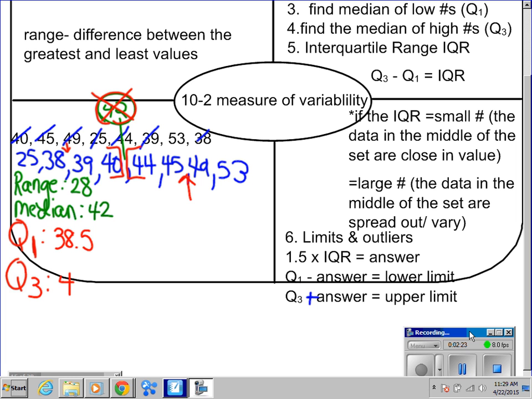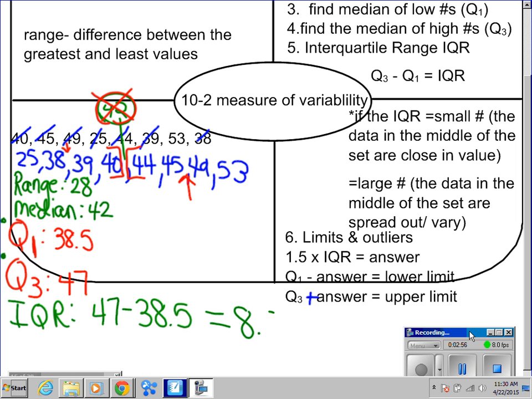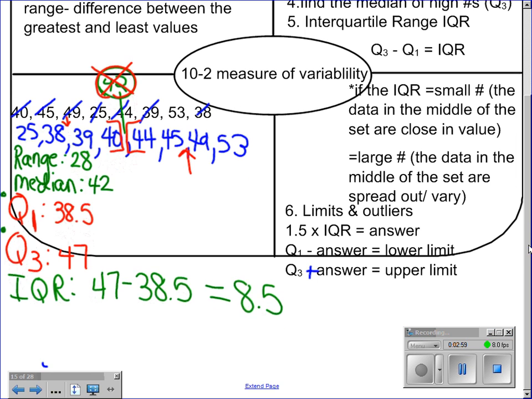Okay? All right. Next we need to do something called the IQR, and this is your interquartile range. So it's basically finding the range of the two quartiles. You're taking your Q3 minus your Q1. So we're taking 47 minus 38.5. And what is our IQR? Anyone know? 8.5.